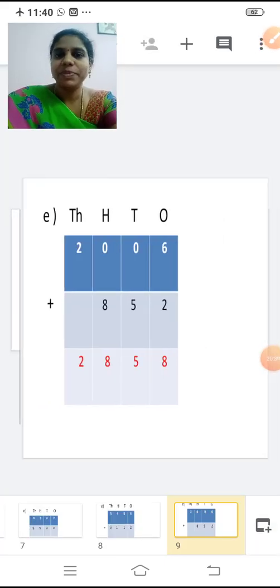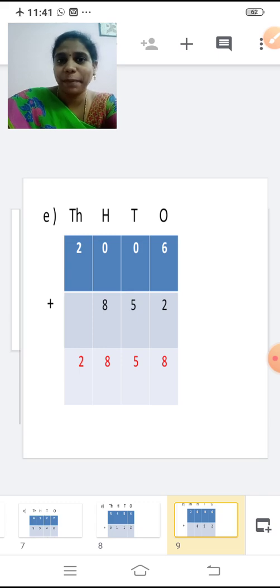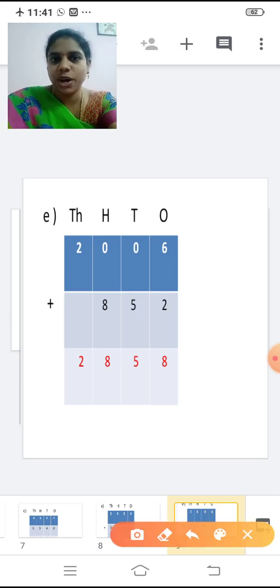Next, E sum. We are going to add 2006 and 852. Shall we add this now? So first, write the numbers in the correct place. So first take the number 2006. Write 6 in the ones place, 0 in the tens place, 0 in the hundreds place and 2 in the thousands place. Now take the second number. Write 2 in the ones place, 5 in the tens place and 8 in the hundreds place.